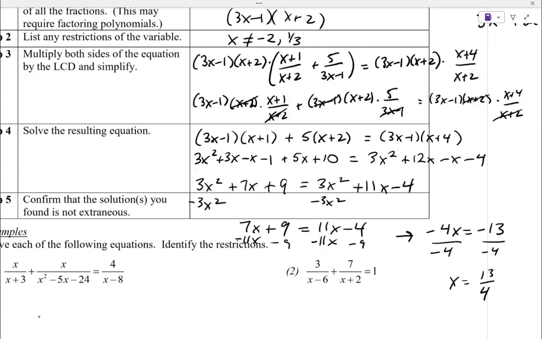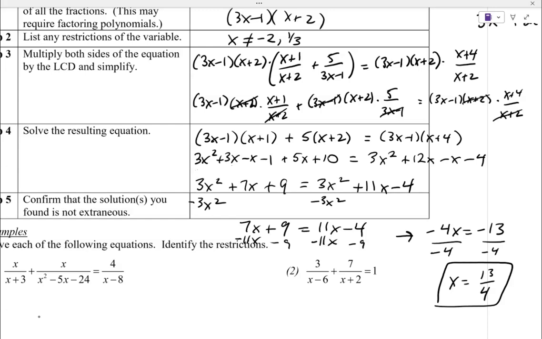Now, the last thing you want to do is make sure that this is not one of the restricted values. Is that equal to either of the restricted values we found? No. So this would be our final answer then. So this is the process that we want to follow when we solve these.